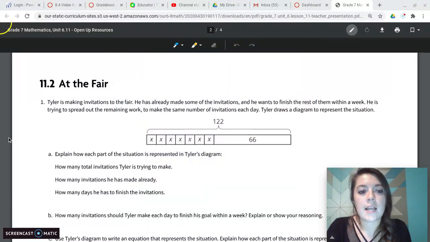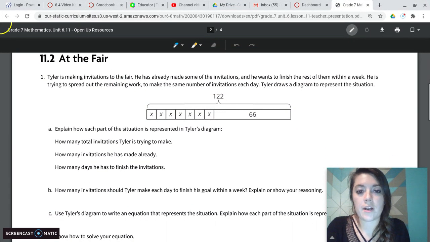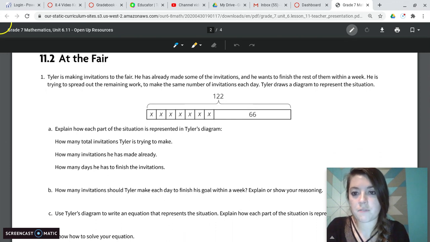So at the fair, Tyler is making invitations to the fair. He's already made some of the invitations and he wants to finish the rest of them within a week. He is trying to spread out the remaining work to make the same number of invitations each day. Tyler draws a diagram to represent the situation. So what we want to do is explain how each part of the situation is represented in Tyler's diagram.